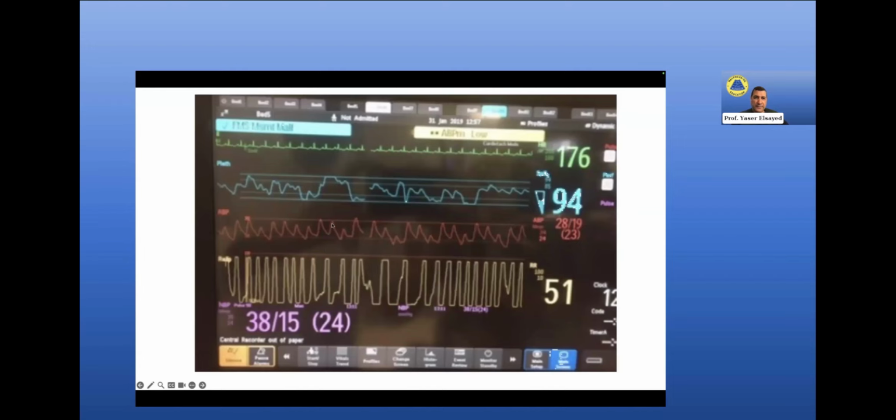You have pulsus alternans, which is abnormal, and you have the blood pressure measured by cuff almost 1 or 2 hours before the blood pressure here. So you can notice that the pulse pressure was wide and then became narrow. So that's a trend of narrowing of the pulse pressure, and that's explaining why there's pulsus alternans.